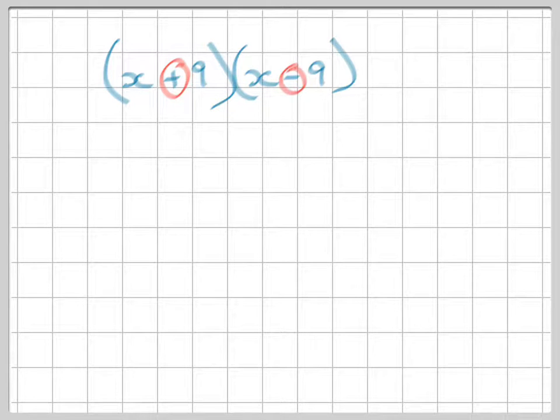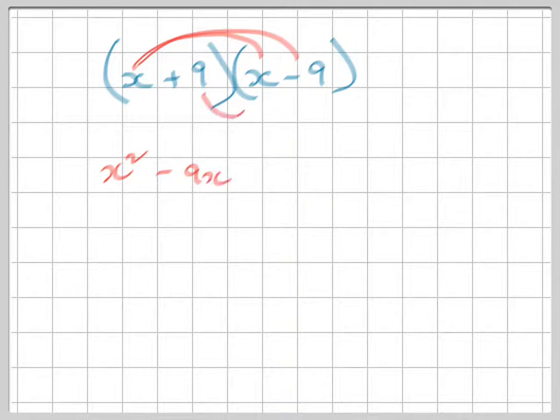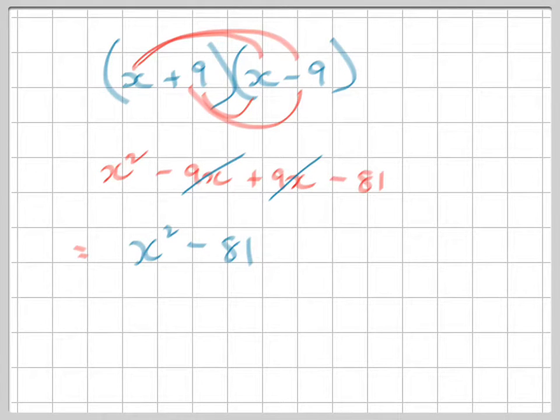Okay, so let us have a look at why they would result in the difference of squares. That's x squared minus 9x plus 9x minus 81. And that's going to become, well, first of all, these two are cancelling out. X squared minus 81. And we know the square root of x squared is x, and the square root of 81, we'll ignore the sign for now, is 9. So that's a difference of squares.